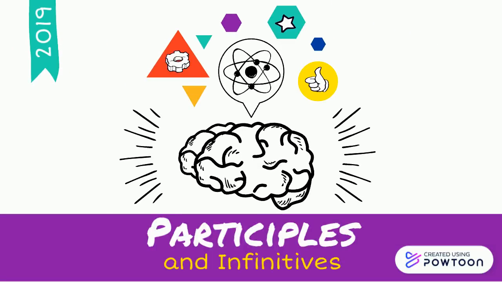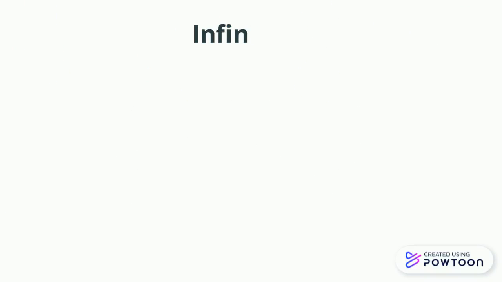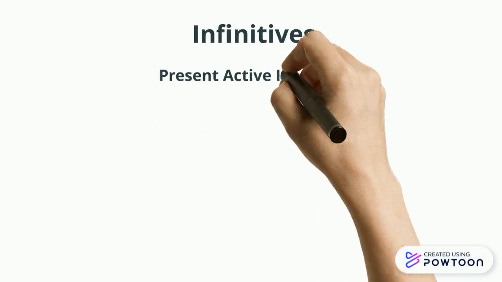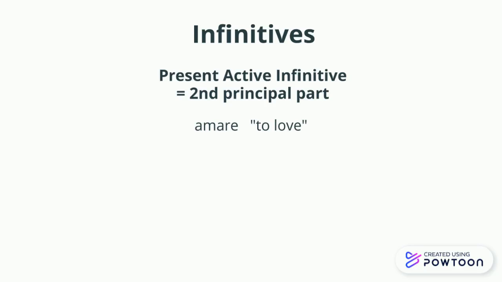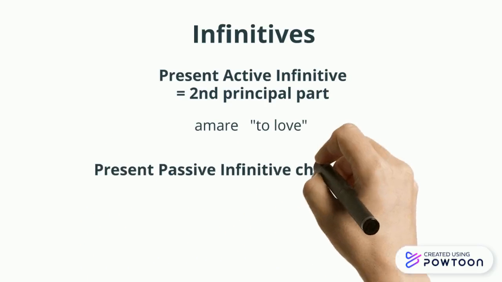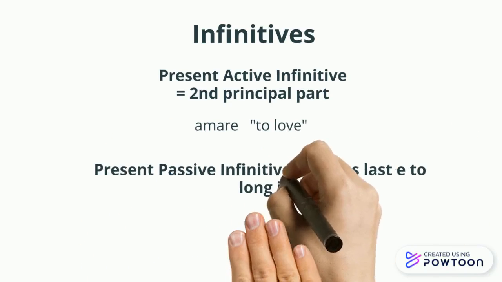Participles and infinitives. You remember present infinitives come from the second principal part and translate to verb, and change passive by changing the last E to I and saying to be verbed.